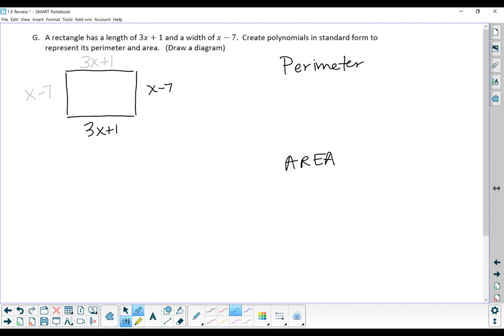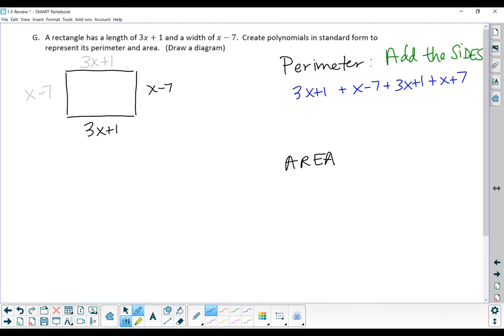All right, so perimeter. Hopefully you recall perimeter is when we add all the sides of the shape together. So for this rectangle, if we add up all the sides, and it's not necessary to write this out, it's a 3x plus 1 plus an x minus 7 plus a 3x plus 1 plus an x minus 7. And again, you probably don't need to write that because you can see it on my shape over here.